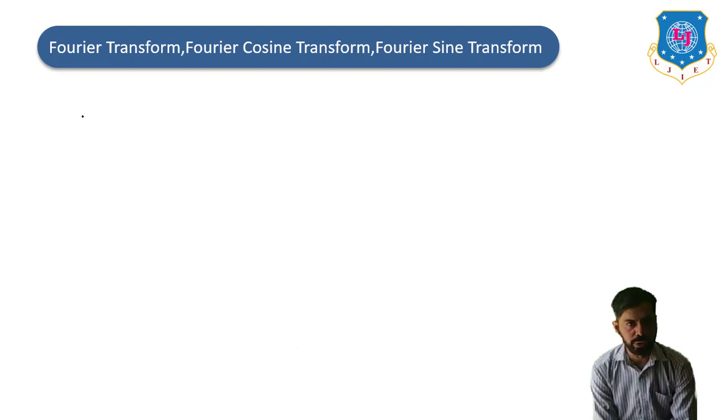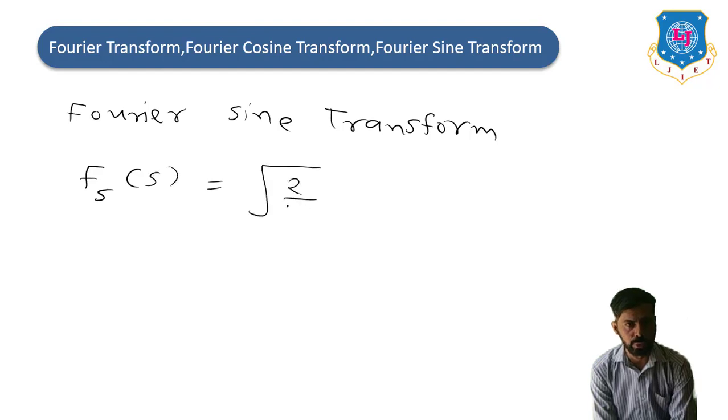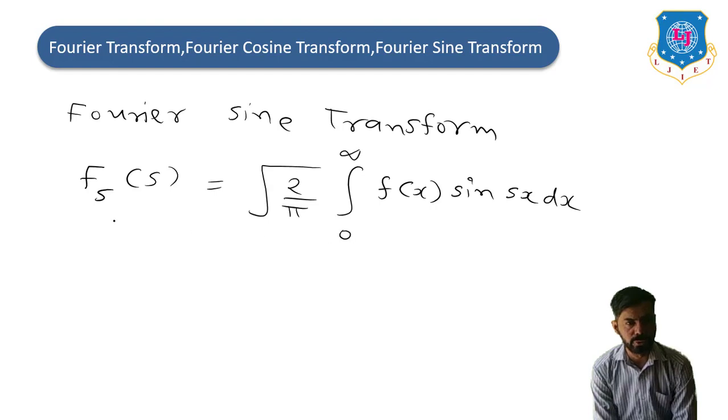Now, what is Fourier sine transform? It is given by F s of s equal to square root 2 divided by pi, integration from 0 to infinite, f of x into sine sx dx. So using this formula we can find out the Fourier sine transform of function f of x. Now let us discuss examples related to this.